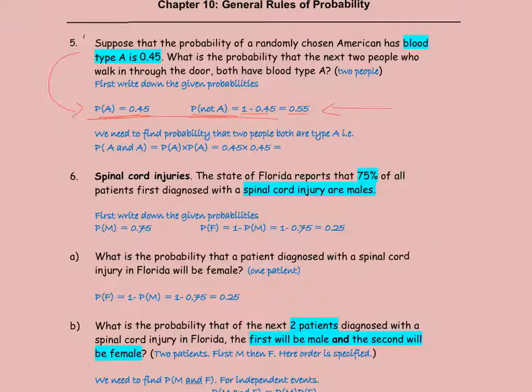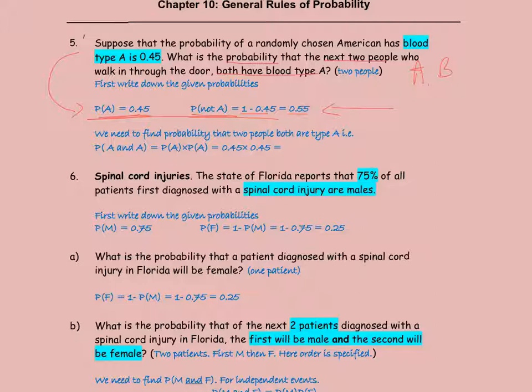For any event, use uppercase letters like A, B, and something that reminds you of that particular event. So blood type A reminds me of blood type A. That's why I've used the letter A. Now, the next step is to find out the event for which we're trying to figure out the probability. So what is the probability that the next two people who walk in through this door both have blood type A? So the event is two people both have blood type A.